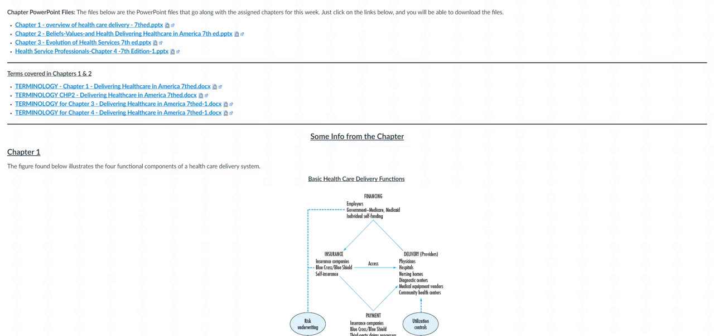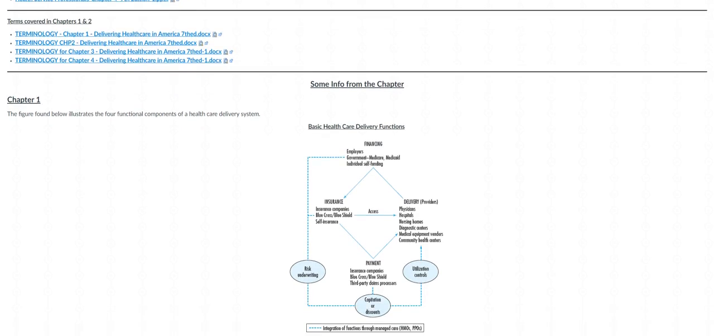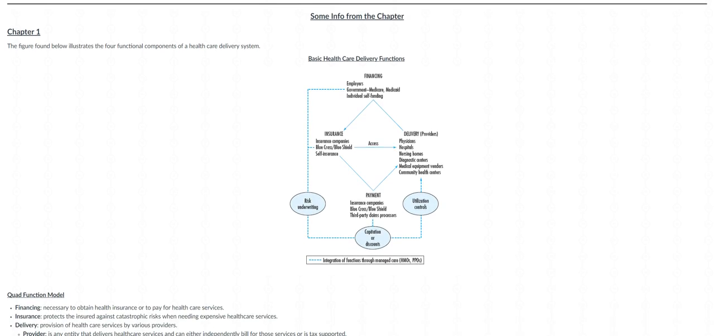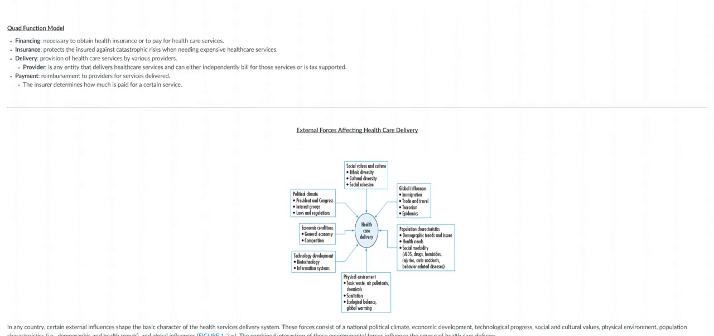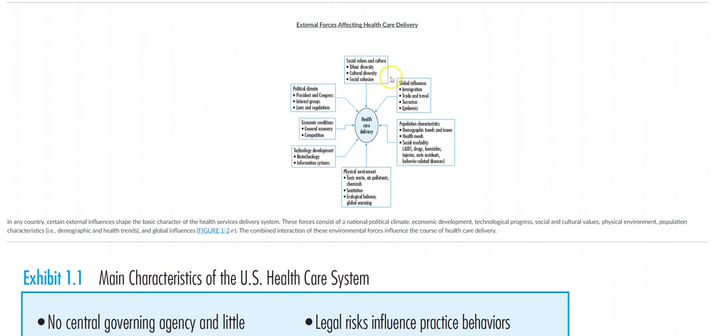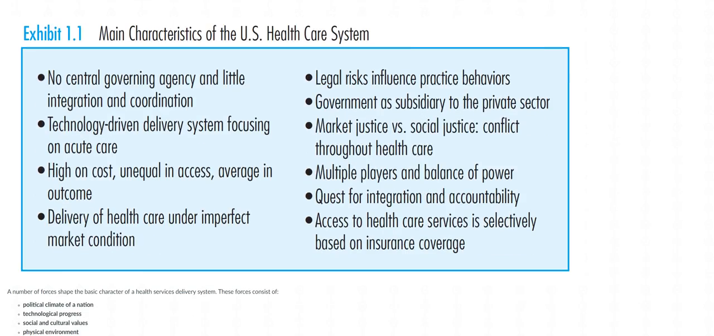Now below that, you'll see that I have a title as some info from the chapter, but it's kind of like additional information. A lot of it is in the book, others aren't, but here from chapter 1, we have the basic healthcare delivery functions. Just make sure to go through it all. Below that is a figure illustrating the external forces affecting healthcare delivery. And then the main characteristics of the U.S. healthcare system.